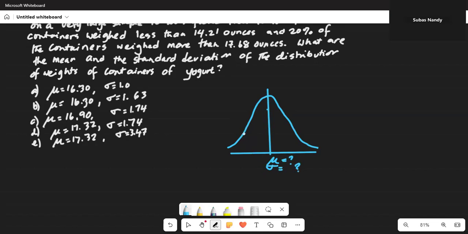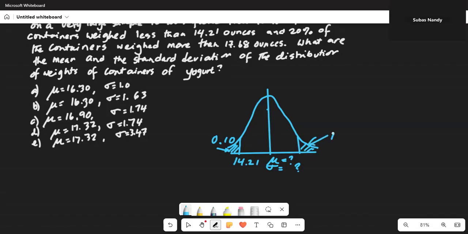But we have been told that 10% of containers weigh less than 14.21 ounces. So if this is 14.21 ounces, the probability that a container weighs less than 14.21 ounces is 10% or 0.10, the area under the normal curve below 14.21. And 20% of the containers weighed more than that. More than is on the right tail. Area of the right tail is 20%.